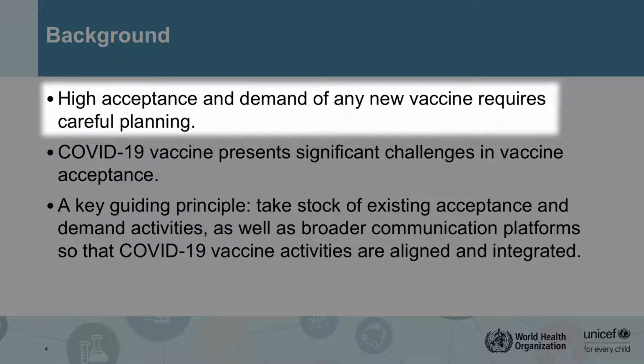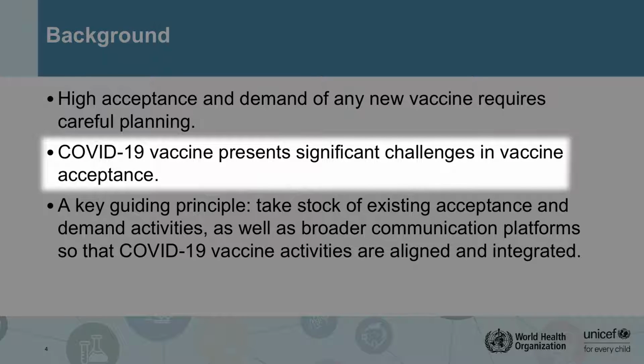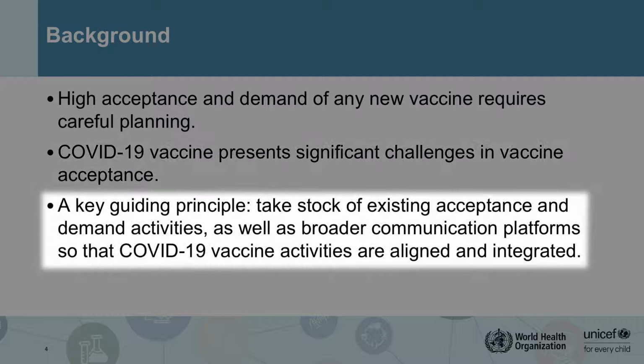High acceptance and demand of any new vaccine requires careful planning, with attention across a range of areas including communications, community engagement, and the provision of quality services. COVID-19 vaccine presents significant challenges in vaccine acceptance because of the rapid pace of vaccine development, the use of new technologies, and prioritization of eligibility. There's been an unprecedented abundance of information and misinformation circulating. There is a need to support health workers with the necessary skills and capabilities to respond to any questions or concerns. Finally, a key guiding principle is to take stock of existing activities related to acceptance and demand and the broader communication platforms so that COVID-19 vaccine activities are aligned and integrated.